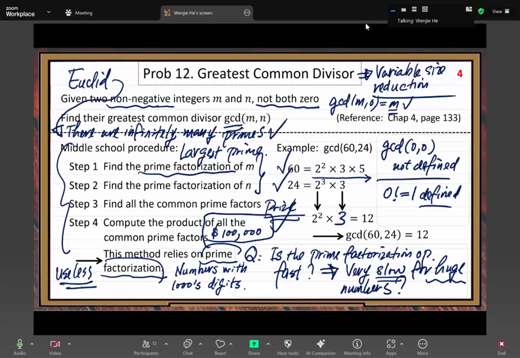All right, so let's take a break. After you come back at 7 o'clock, let's look at our method number 2.